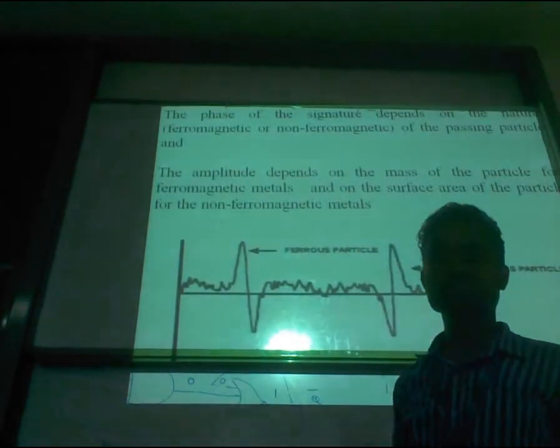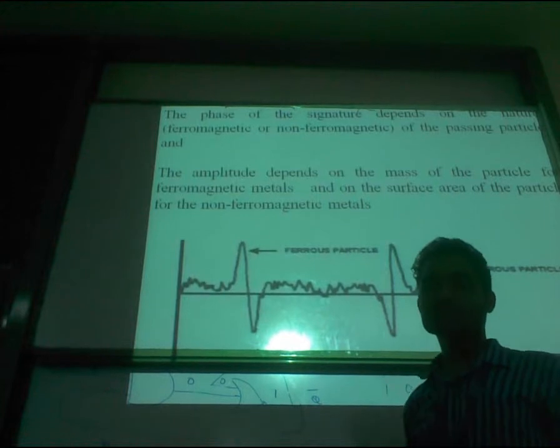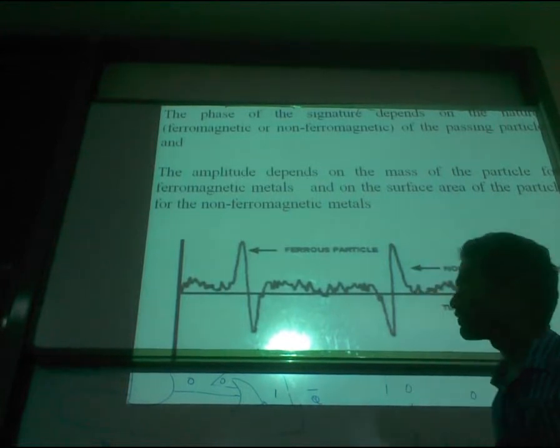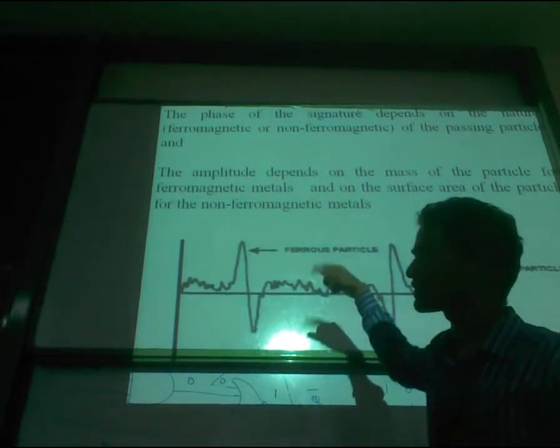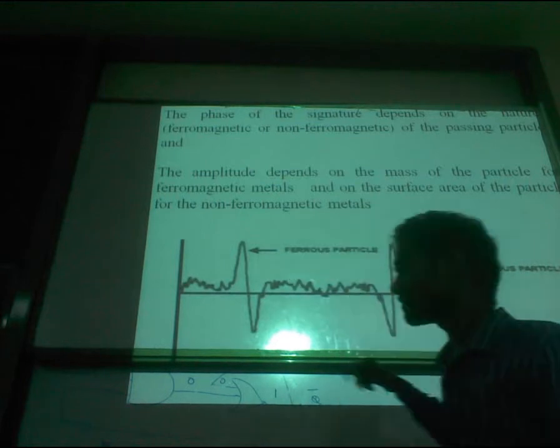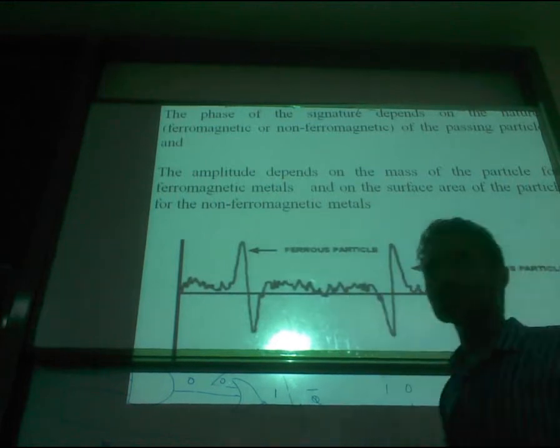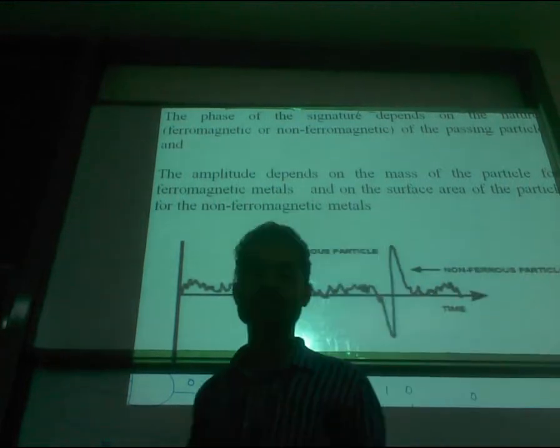The phase of the signature depends on the nature of the passing particle. Obviously, if it is a ferrous material, it is upside down. If it is non-ferrous, then it will be the reverse. So we can sense which kind of debris is present there.